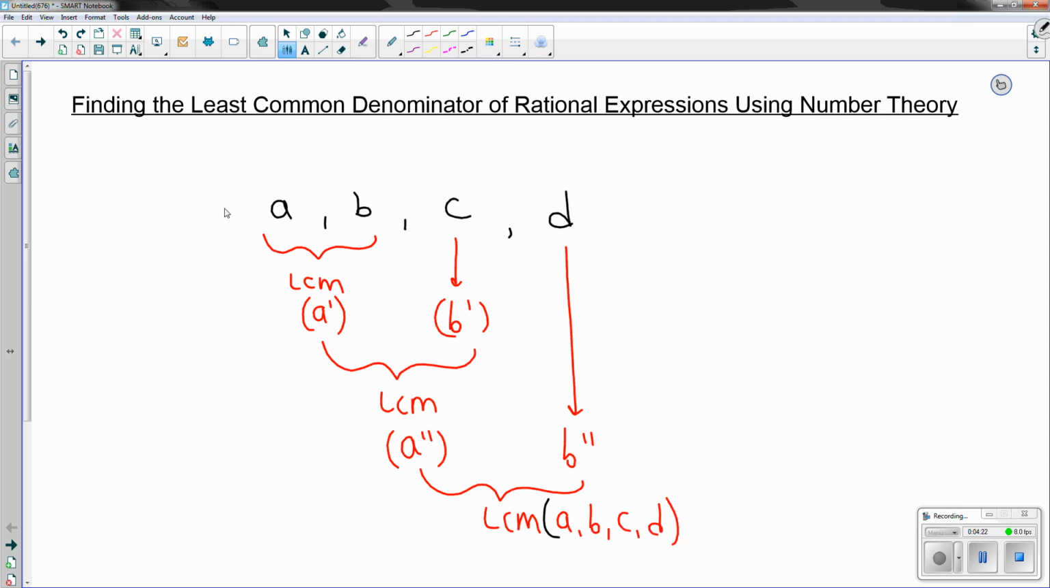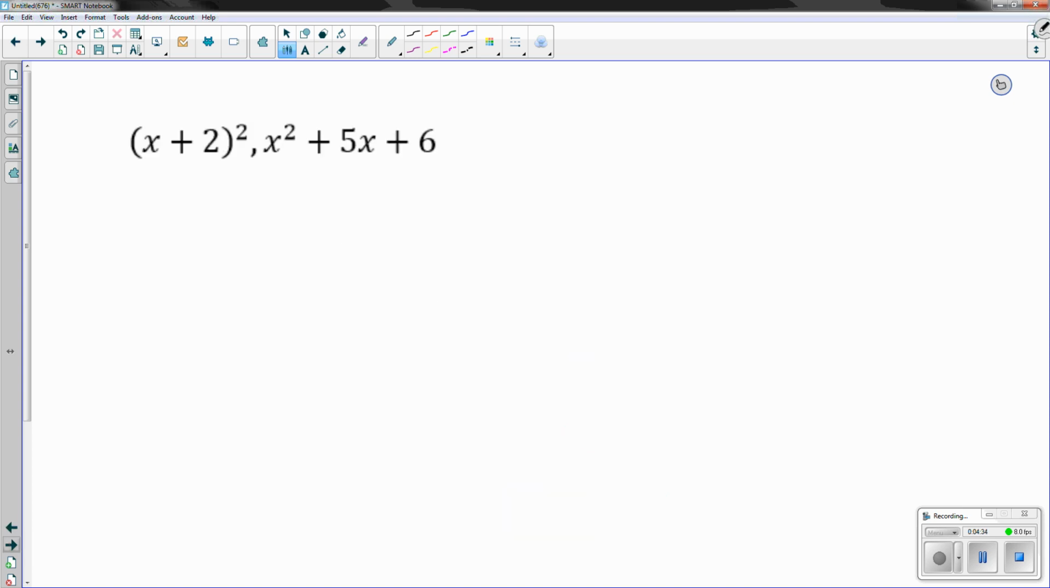So we're only ever working with two at a time. Find the LCM between two, use that to find the LCM with the third or the fourth, and so on and so forth. So let's jump into some examples.